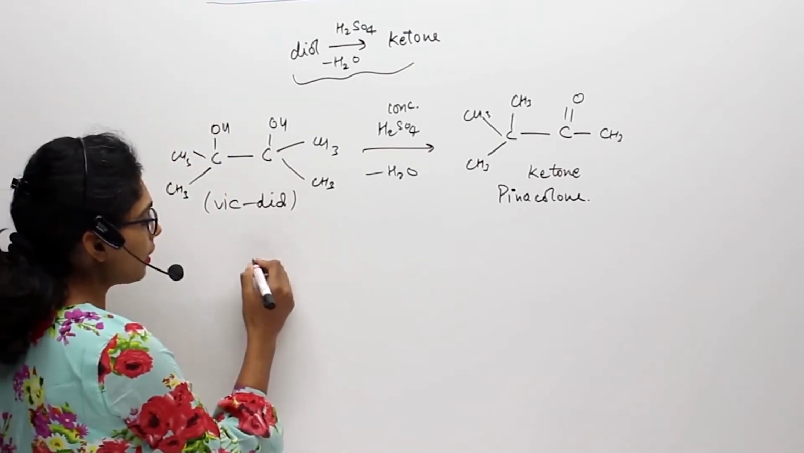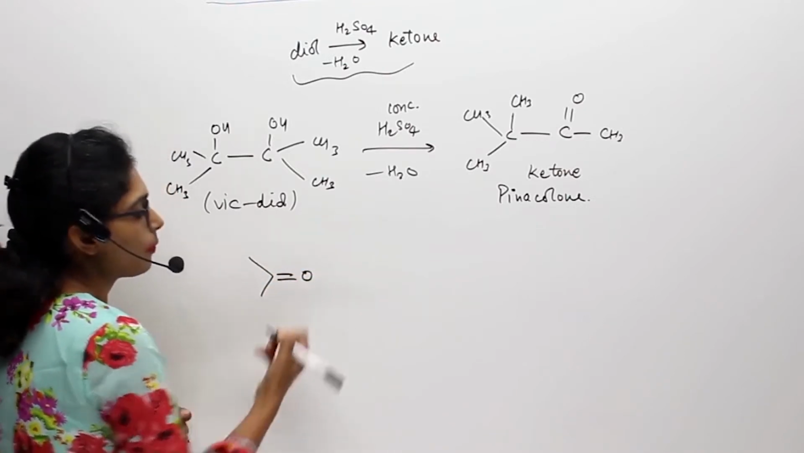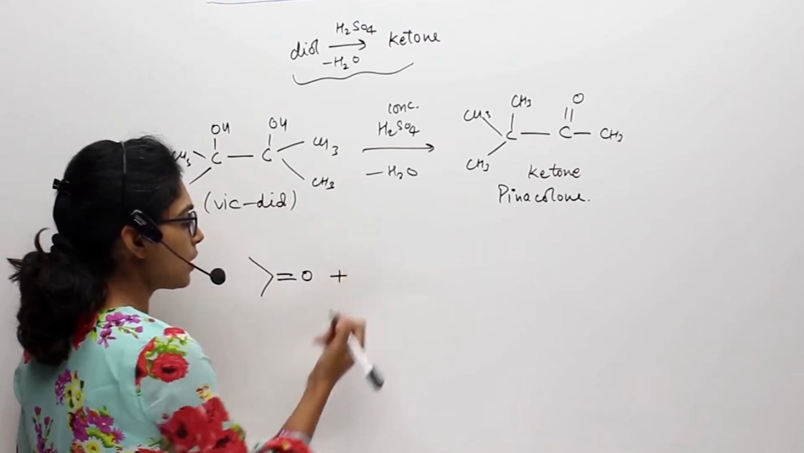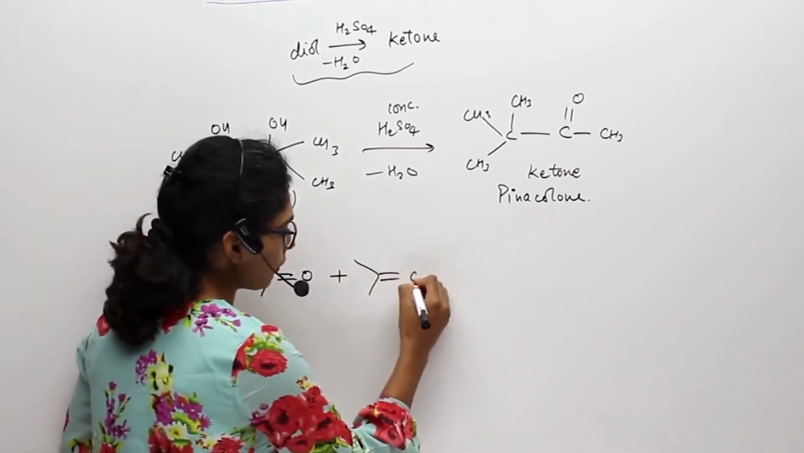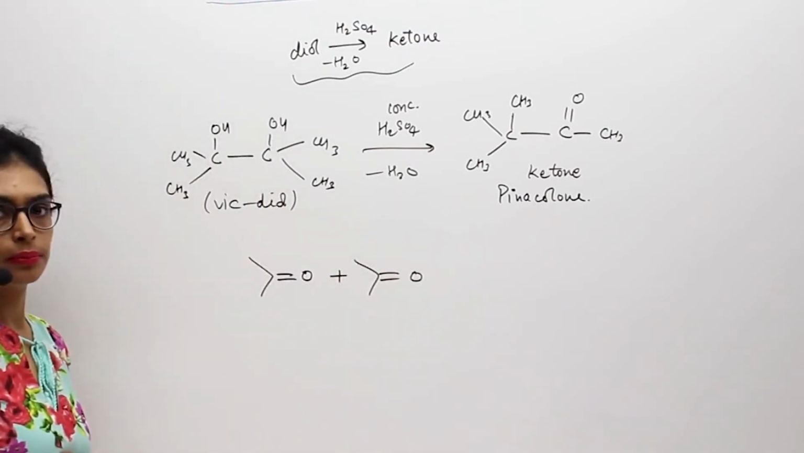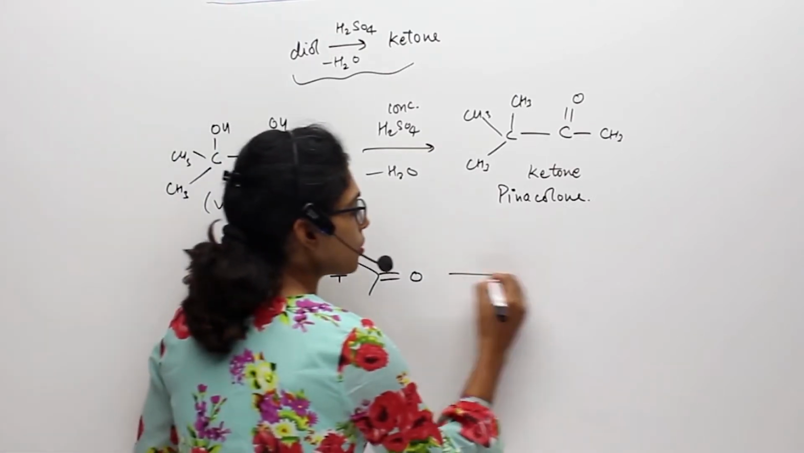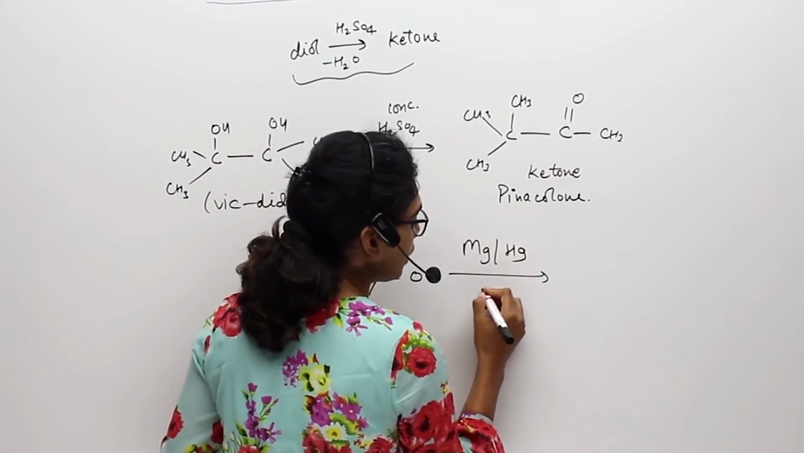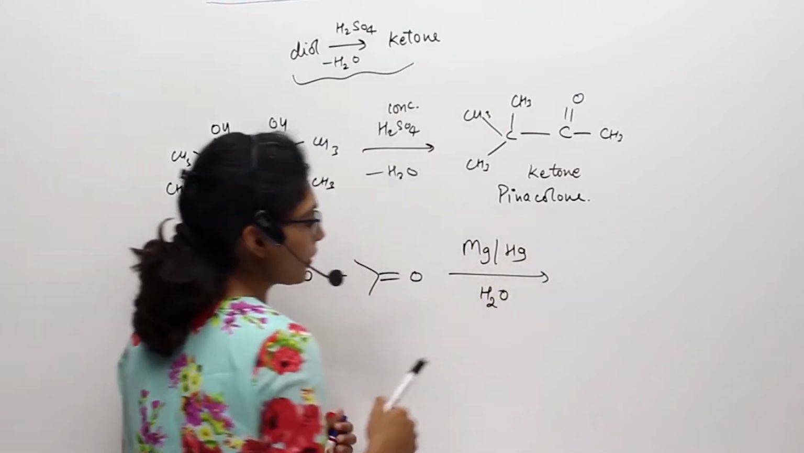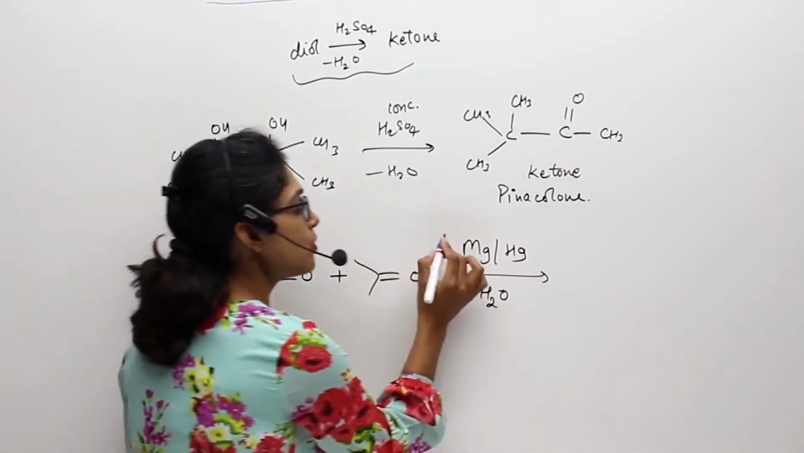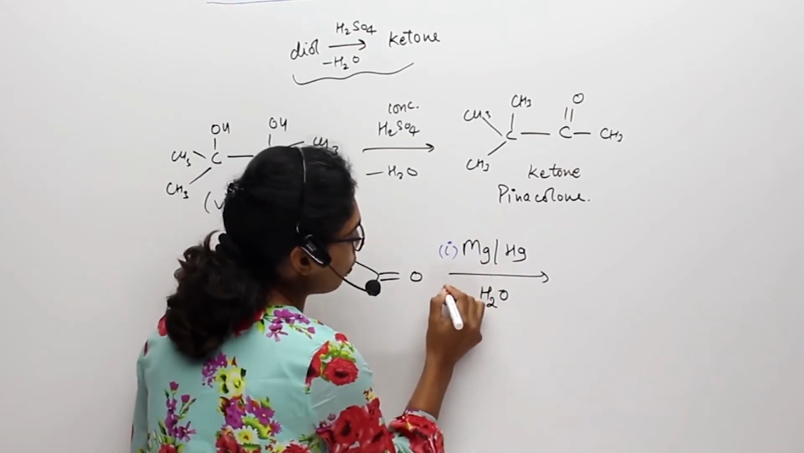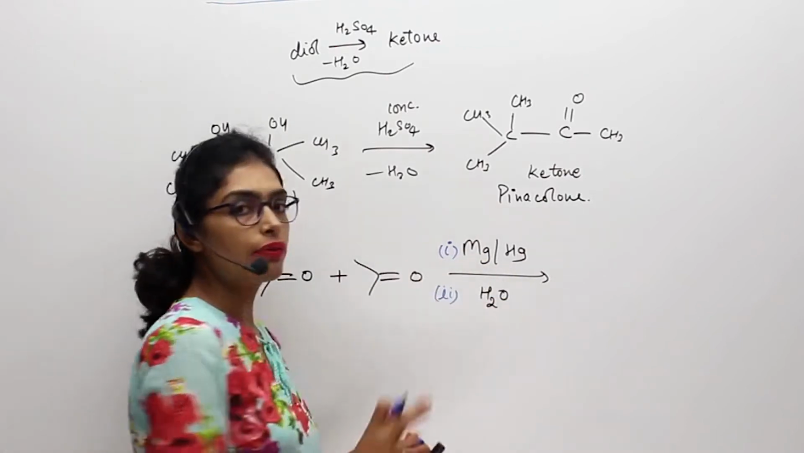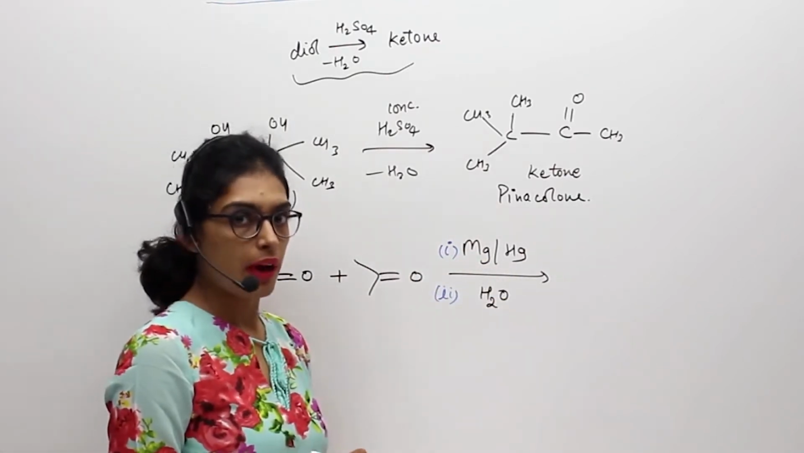What we take, in the normal lab scenario, is acetone. Okay, now we treat it with Mg in the presence of Hg and water. So basically we put Mg first and then we put water. We don't put both of them together, otherwise Mg will react with water and form its respective hydroxide.